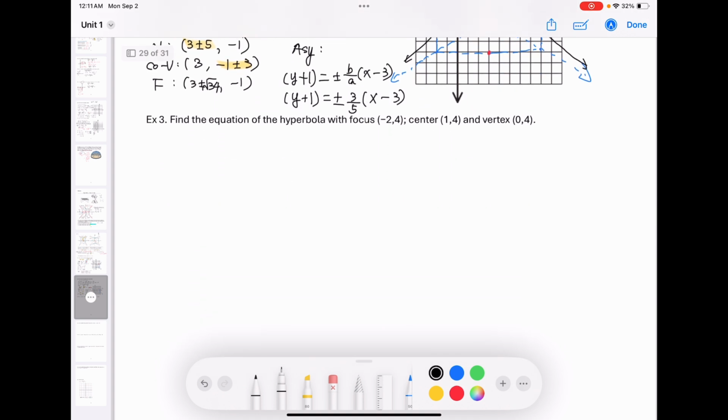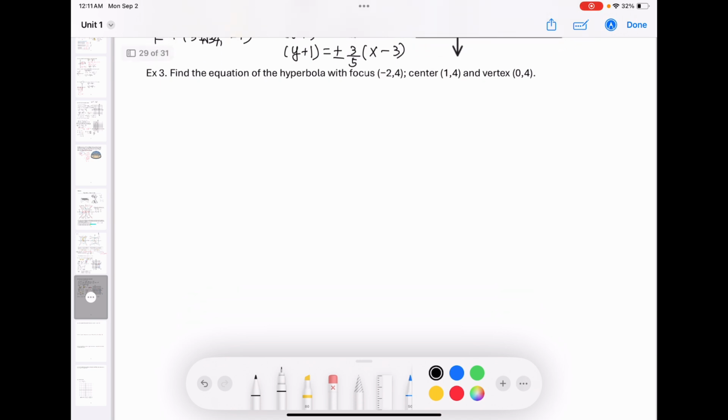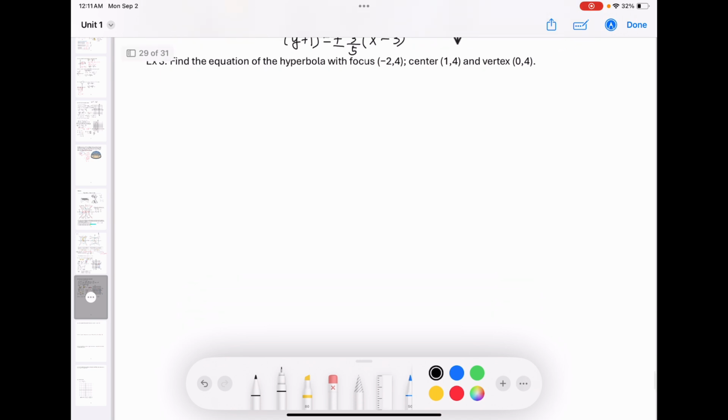Okay, number 3. Find the equation of the hyperbola with focus negative 2, 4, center 1, 4, and vertex 0, 4. Let's graph this one on the xy plane. First, let's put the information on the xy plane. We start with the center, 1, 4. This is 1, this is 4.